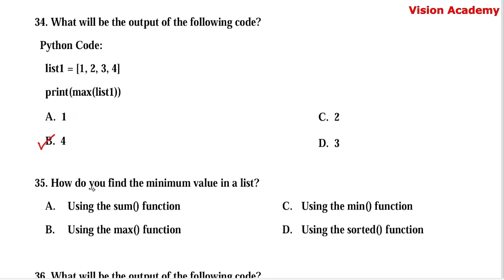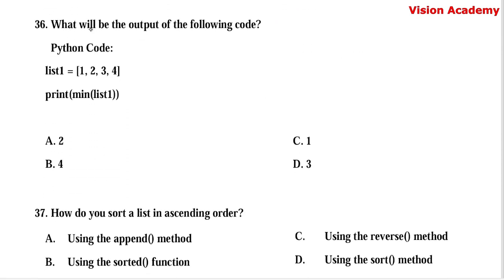Question number 35. How do you find the minimum value in a list? Option A, using the sum function. B, using the max function. C, using the min function. D, using the sorted function. Here option C, using the min function, is the right answer.